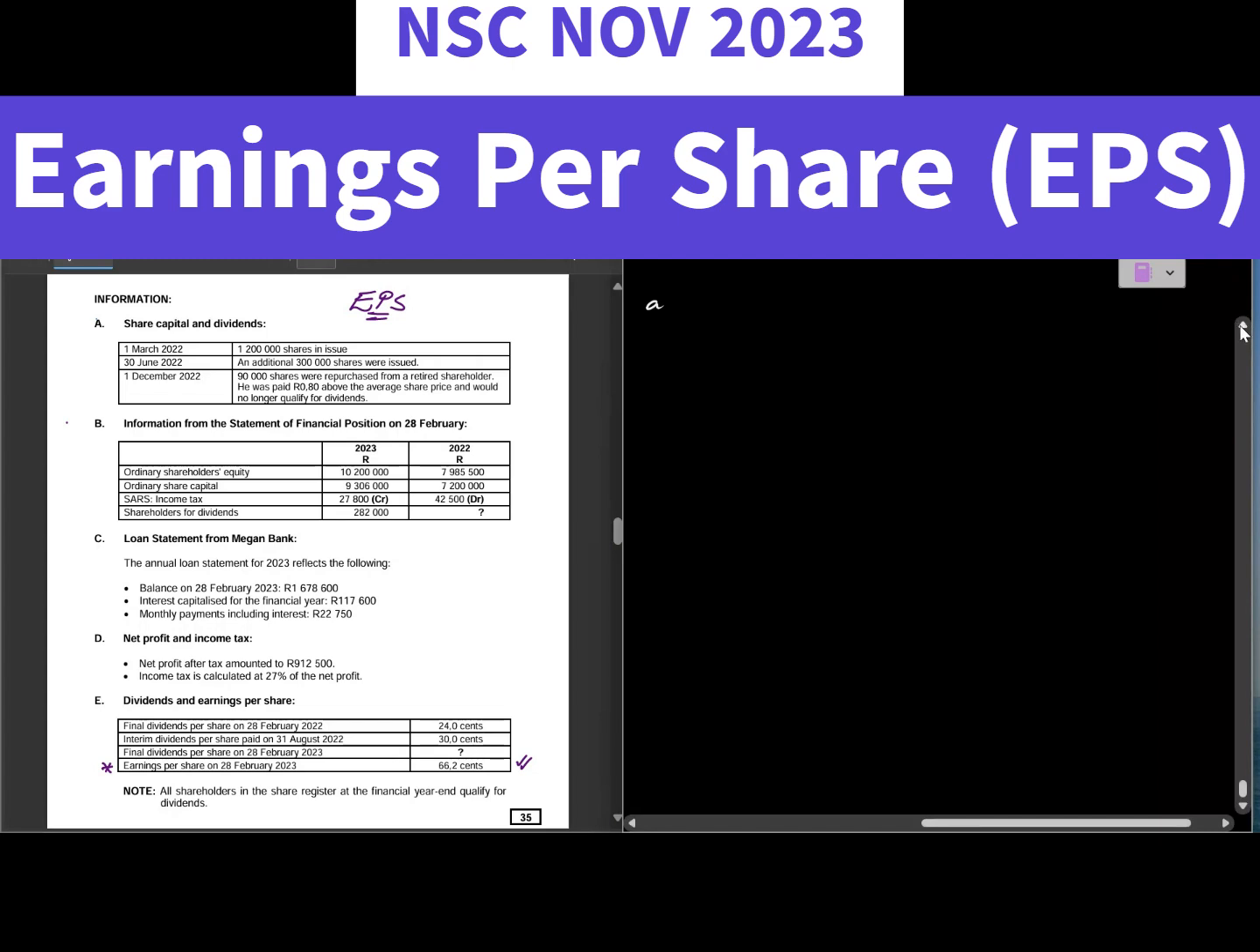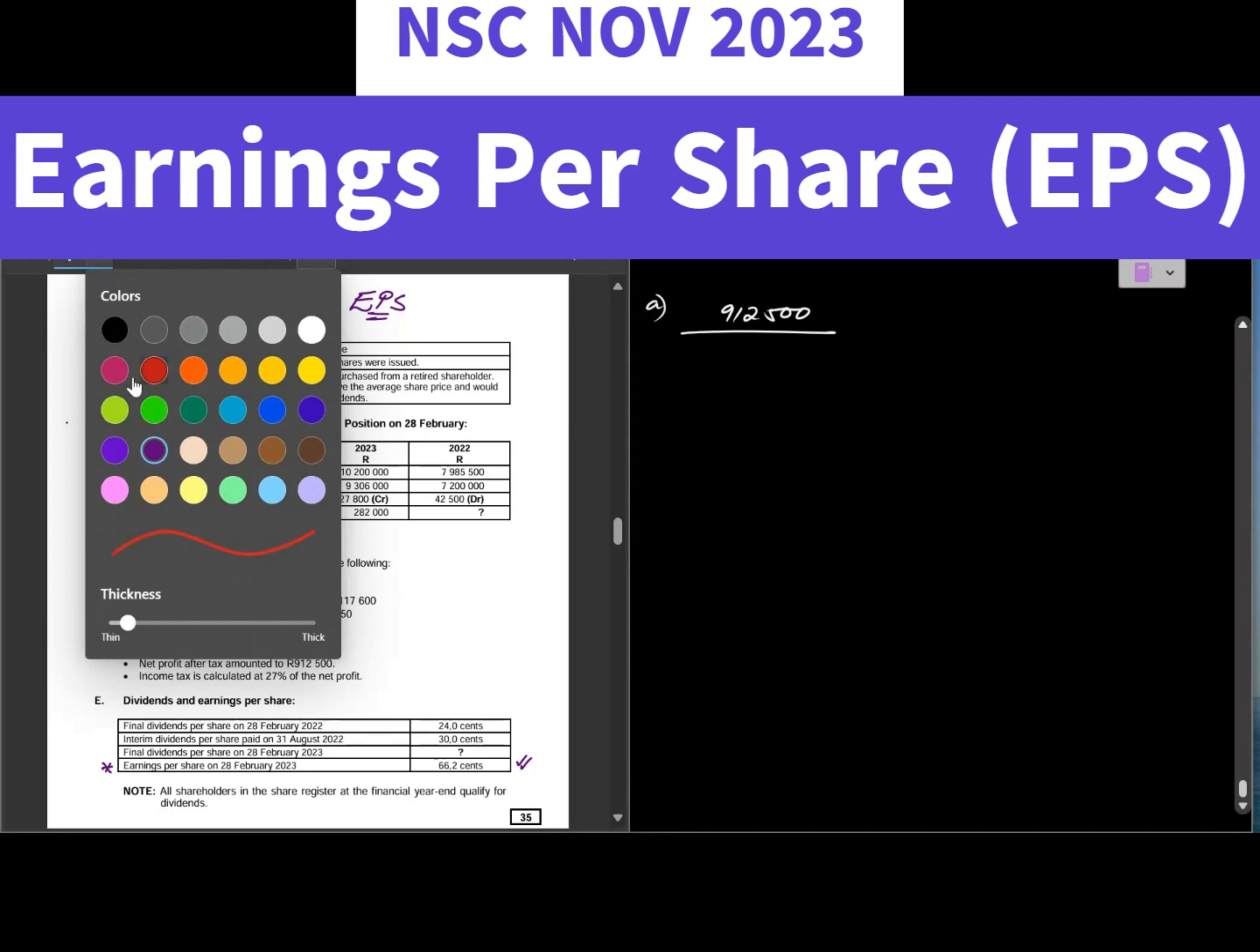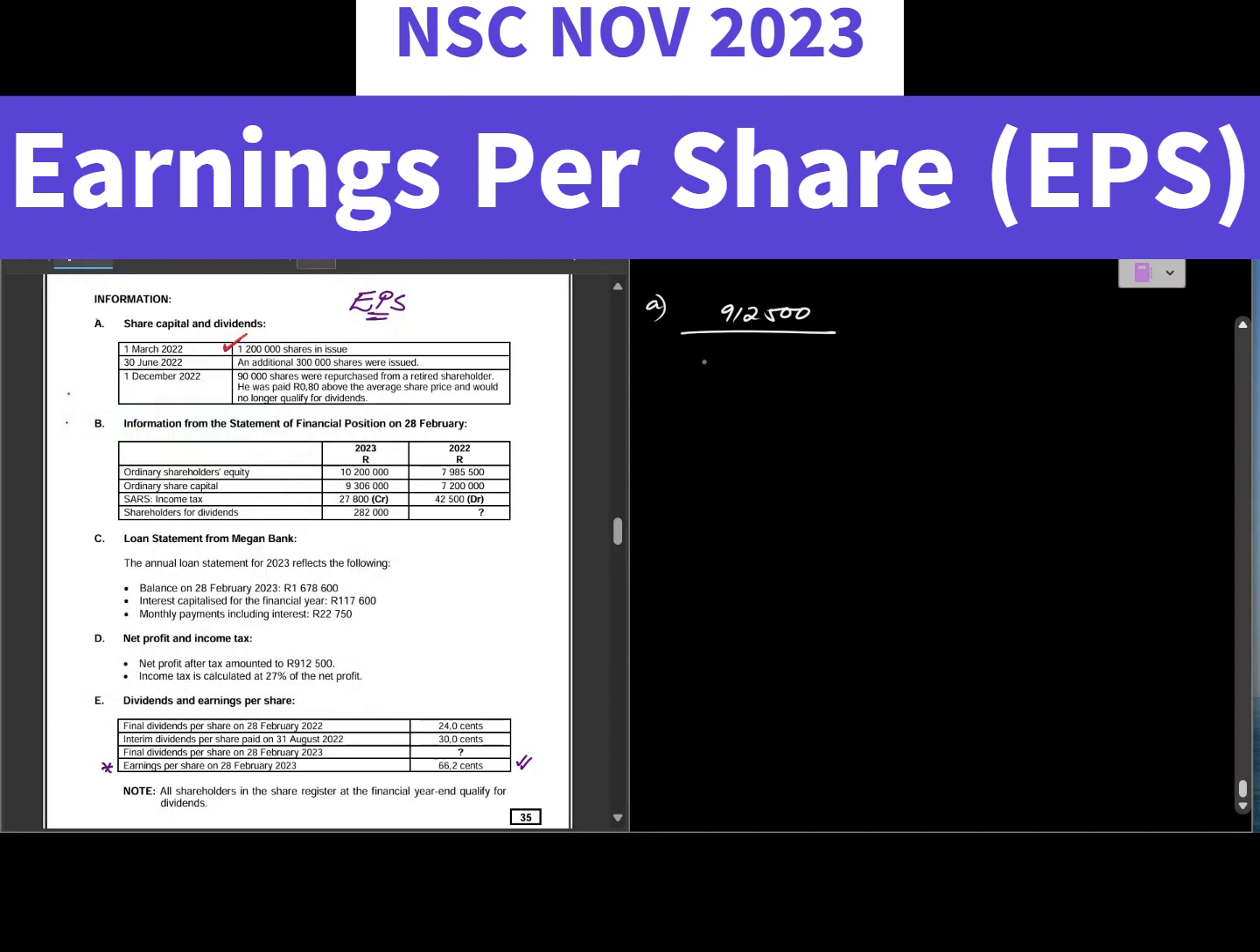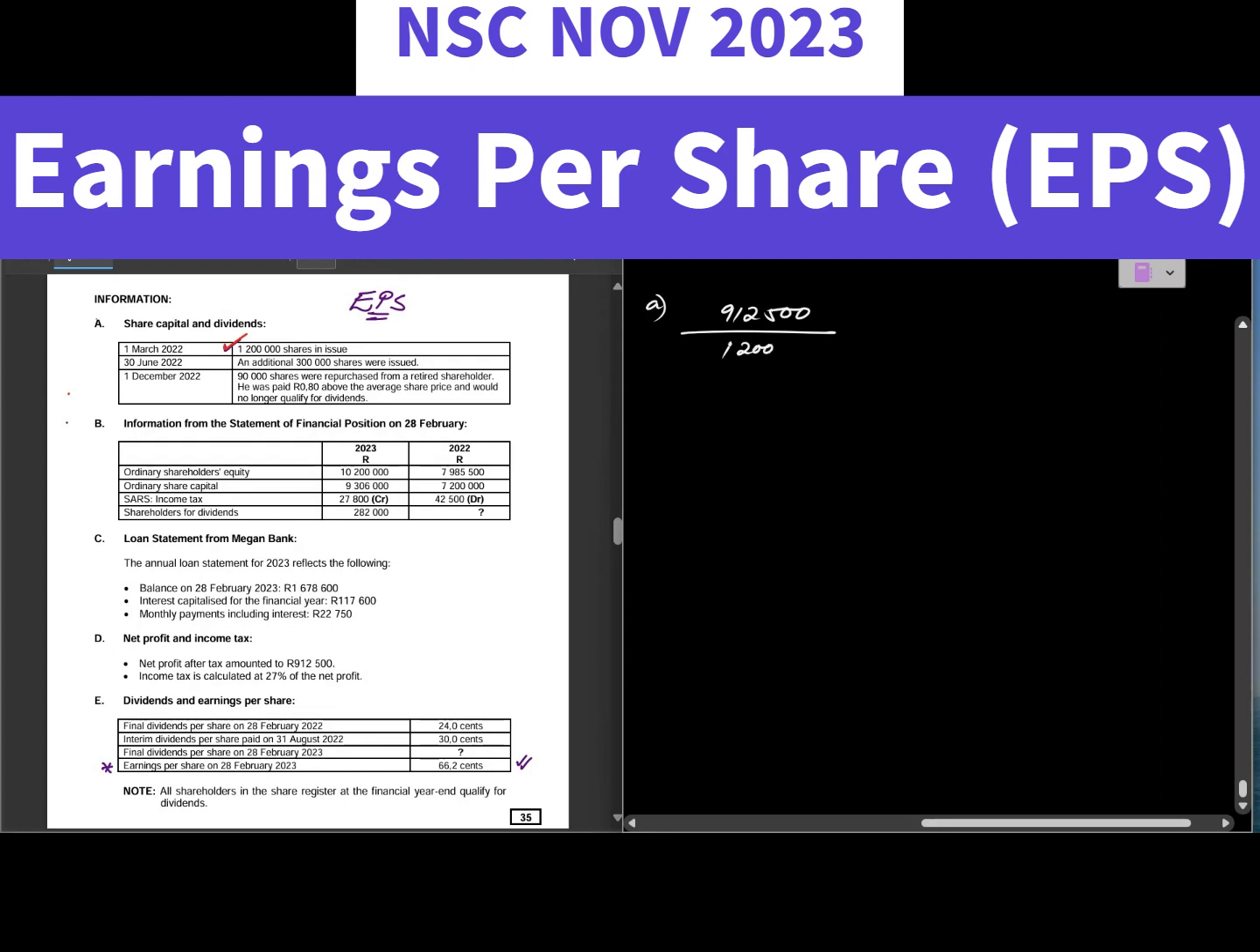So here is our method A over here. We're going to take our net profit after tax, which is 912,500. And then I'm going to divide it by the number of shares in issue, which is the 1.2 million at the beginning. So I'm going to divide it by the 1.2 million. The 1.2 million is the number of shares here at the beginning. And remember, you multiply by 100, your answer must be in cents.